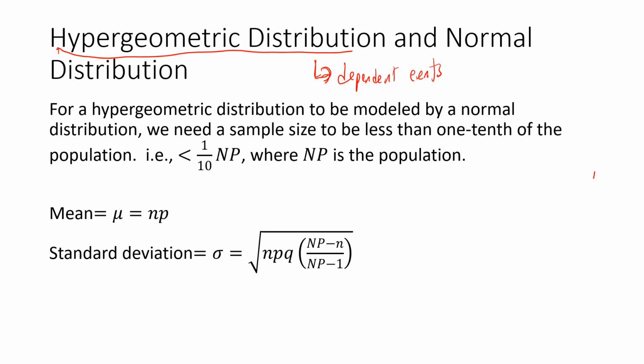Now, the requirement here is the sample size needs to be less than 1/10 of the population. Okay, so if we're taking, say, 5 or fewer cards for a hand from a deck of cards, that'll work. Okay, the mean and standard deviation. The mean is the same as the binomial distribution, it's just NP. The standard deviation is the square root of NPQ, but we also have to multiply by the population minus the sample size over the population minus 1. Okay, so there's a slight difference there.